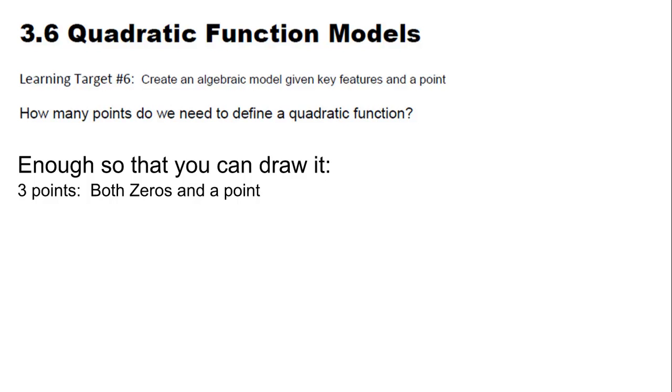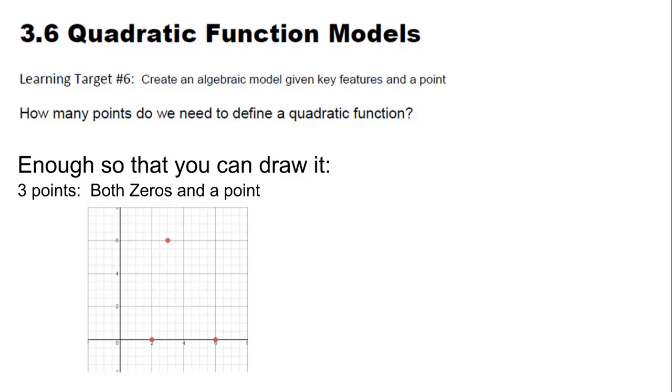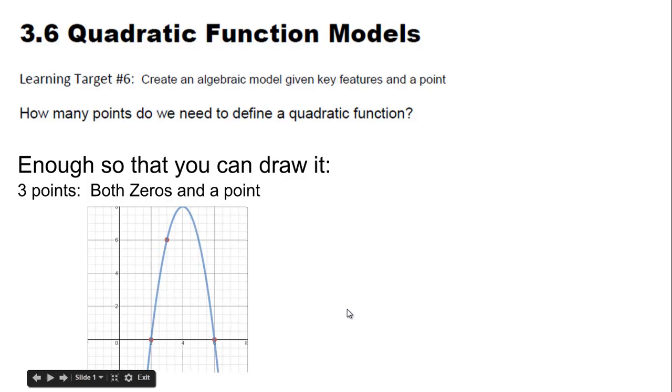So one way to do it is if you had 3 points, both zeros. It doesn't have to be zeros, but if we have the key features of both zeros and a point, a graph would look like this with these 3 red dots. And there's actually only one parabola that'll go through that, and it would look like that. Okay, so once we have those 2 zeros and then the other point, we have enough to draw it.